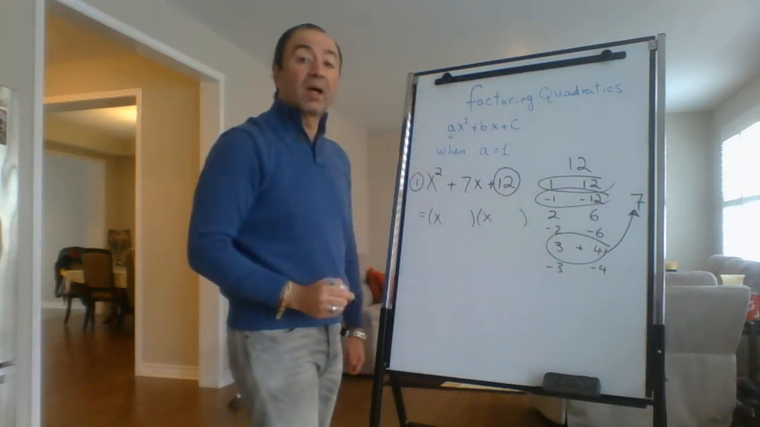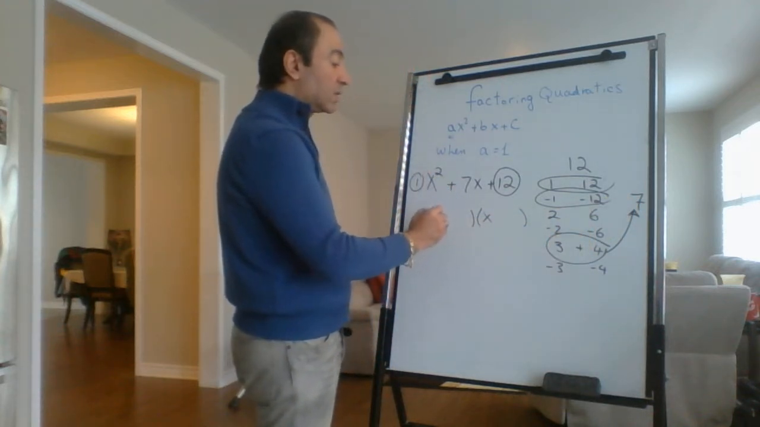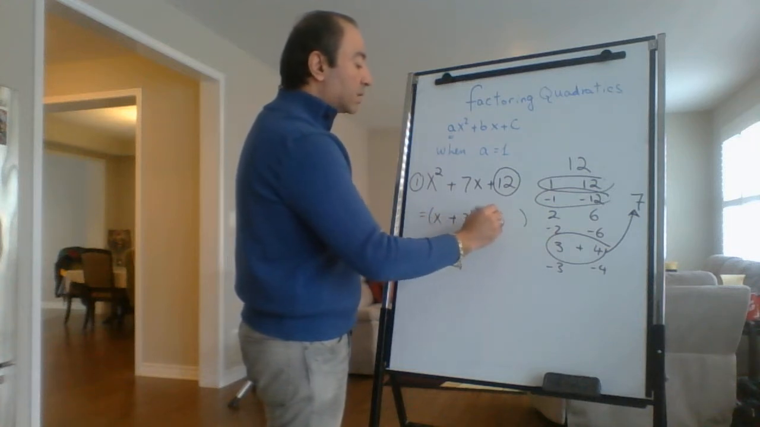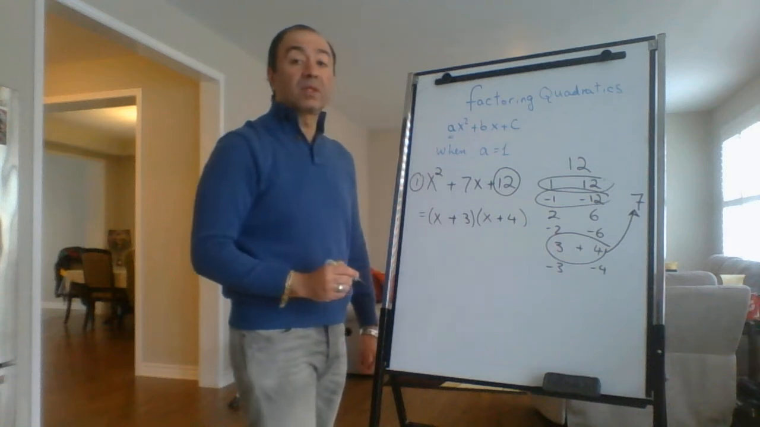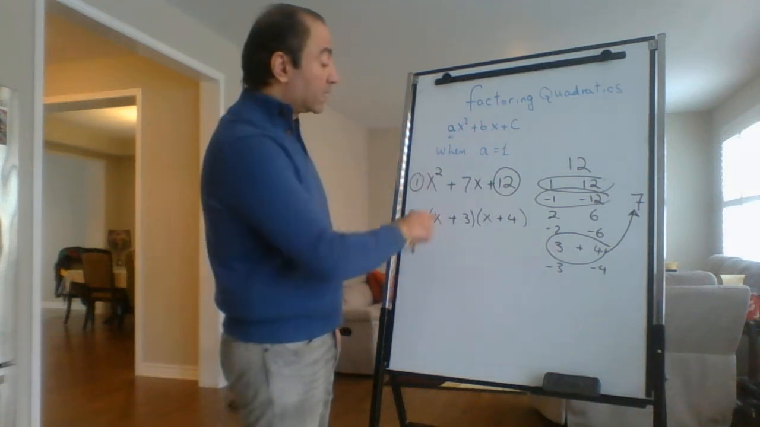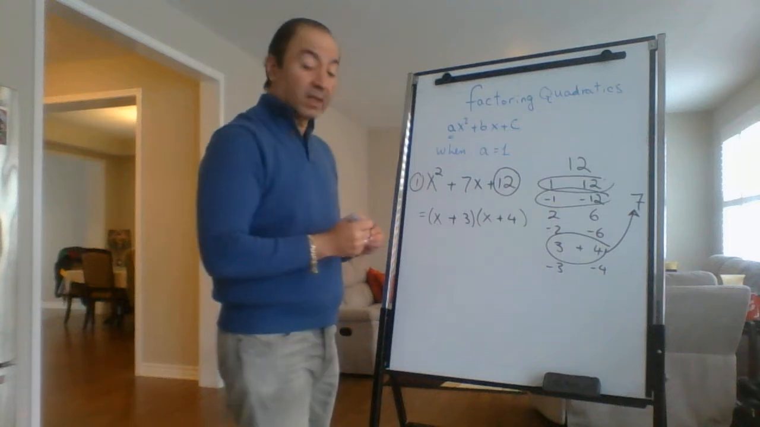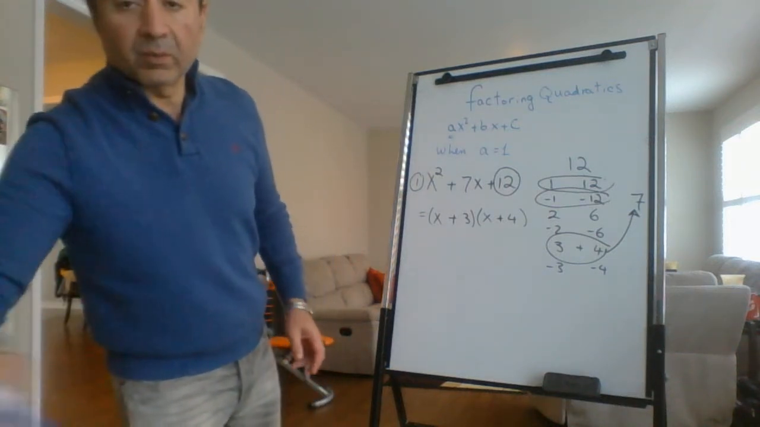So this is what I need. All I need to do is simply write each number here: plus 3, plus 4, and we are done with the factoring. If you expand this using the FOIL method, you will get that again. Let us make sure that I'm not lying to you.